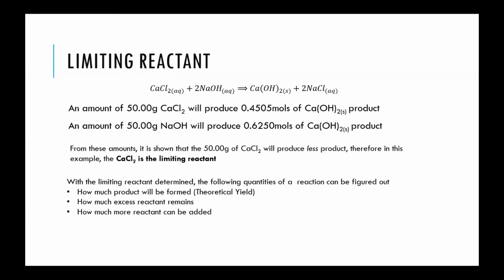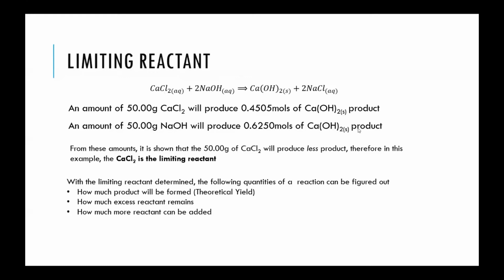You can look at how much of the actual product will be formed. If you mix these things together, how much of the end material will actually be generated? That would also be considered the theoretical yield. You can see how much excess reactant remains. So if the limiting reactant is all used up, it's going to react with sodium hydroxide, but how much of that sodium hydroxide is left over?